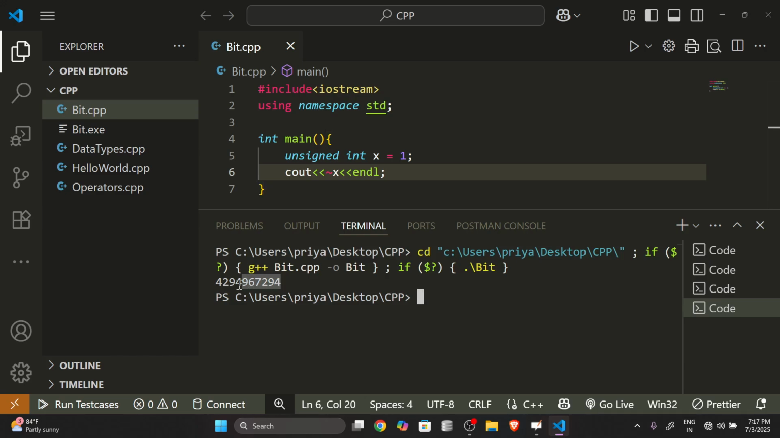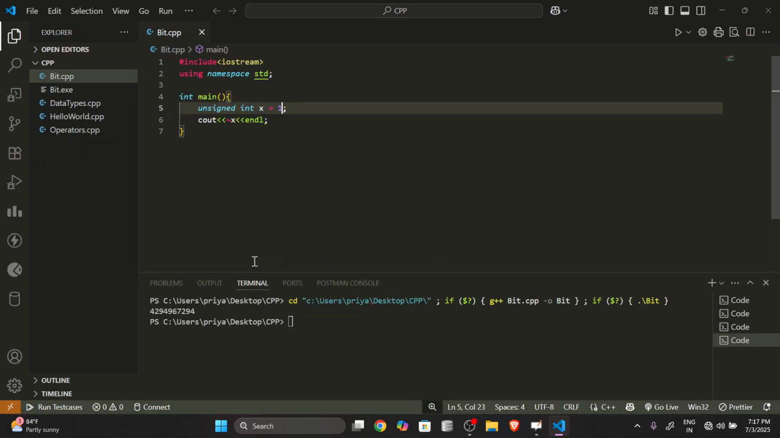So we receive this number, right? This is the number that we get after doing not of x, which is 1. And it lies in the range 0 to 2 raised to power 32 minus 1. This we have to remember. Now let's get back to the screen.